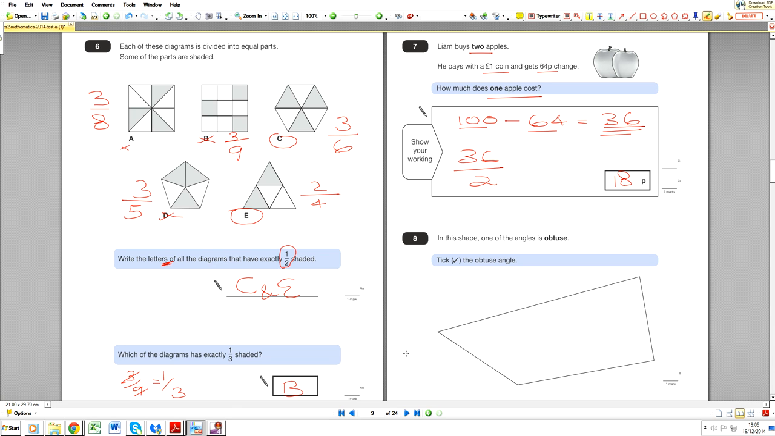The best way to remember acute angles: if you look at a baby, the baby is cute and small. So the angles which are small, less than 90, we call acute angles. So this one's an acute angle.